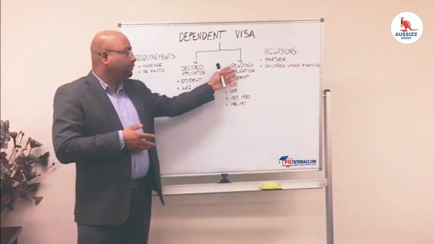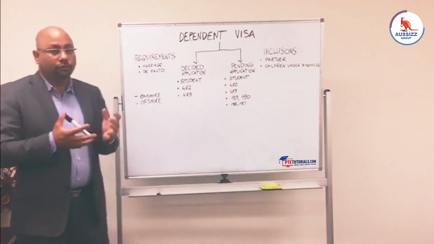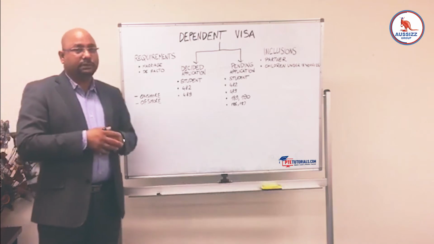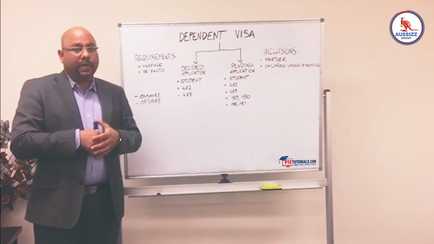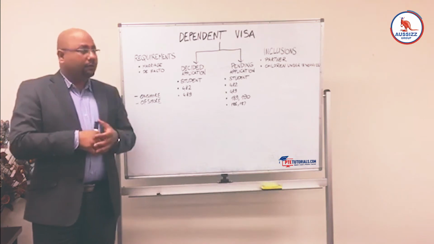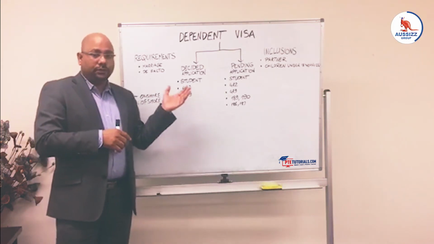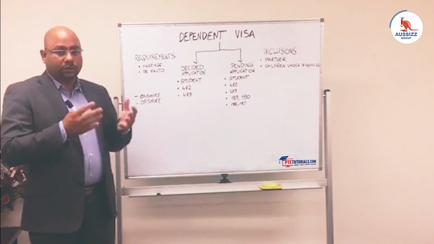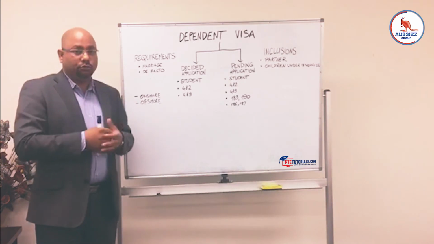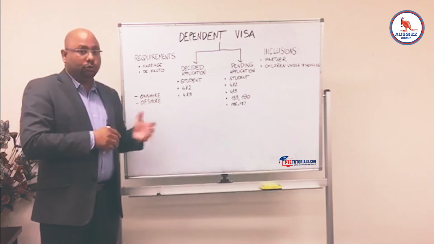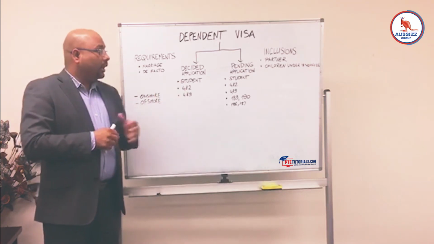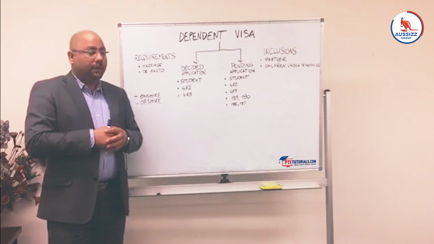Another category is if the application for any visa is pending and no decision has been made by the department, and the visa applicant gets married or is in a de facto relationship and decides to go with the dependent. They can include the dependent while the application is pending with the department.